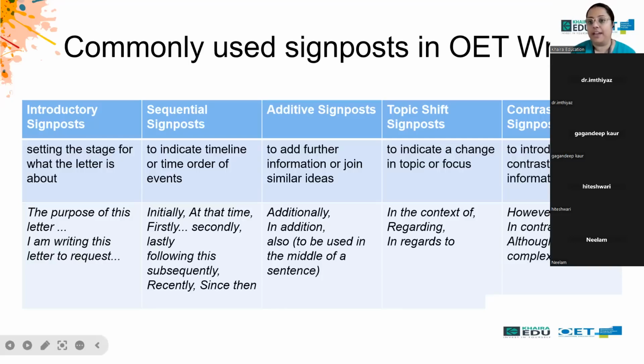Finally, on this page, we have the category of contrastive signposts. What are these? It's not always in your case note or letter that you give similar ideas to the reader. Many a times, you give contrastive ideas. You talk about one topic, and then you move on to a topic which is in contrast to that topic. In such cases, we use contrastive signposts, and these are used to introduce contrasting ideas. Examples are however, in contrast, and although.